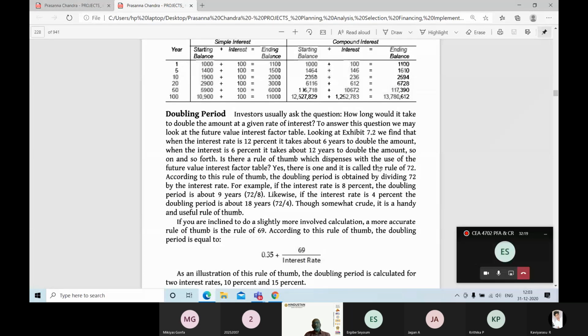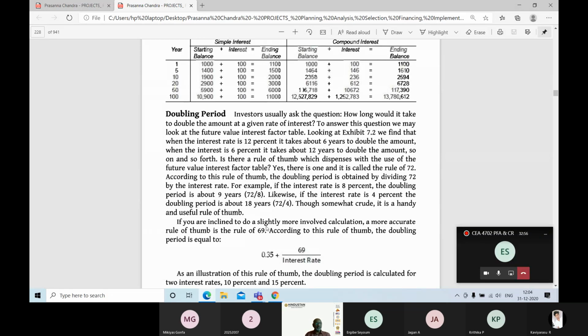There is a rule called the rule of 72. According to this thumb rule, the doubling period is obtained by dividing 72 by the interest rate. For example, if the interest rate is 8%, the doubling period is about 72 by 8, which is 9 years. Likewise, if the interest rate is 4%, then the doubling period is about 18 years, 72 by 4. So it is handy and useful as a thumb rule.